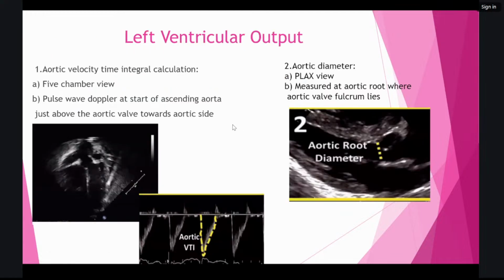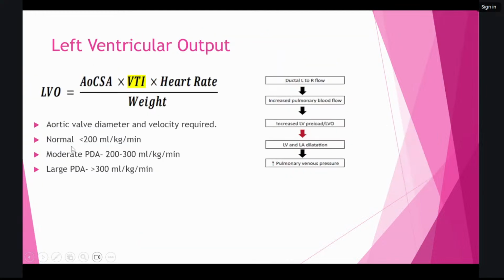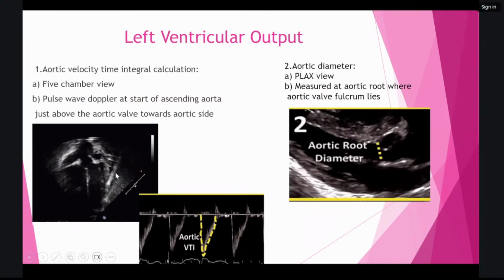So as we can see, the aortic velocity time integral is calculated by the five-chamber view. The pulse Doppler is placed at the start of the ascending aorta, just above the aortic valve towards the aortic side. So we calculate the aortic VTI by this, and by the PLAX view we calculate the aortic diameter at the aortic root. So if the left ventricular output is less than 200, it's normal. In 200 to 300, it's moderate PDA. And in large PDA, the output is more than 300.